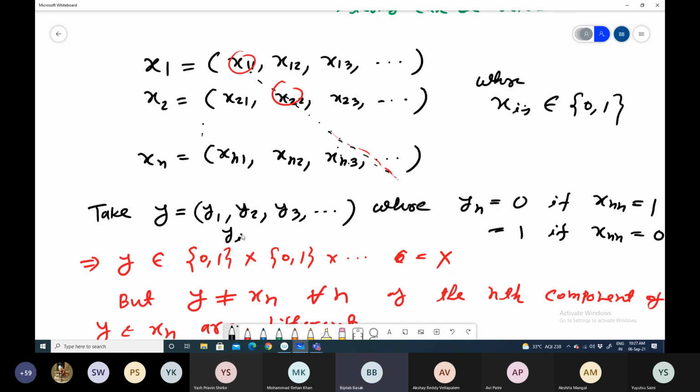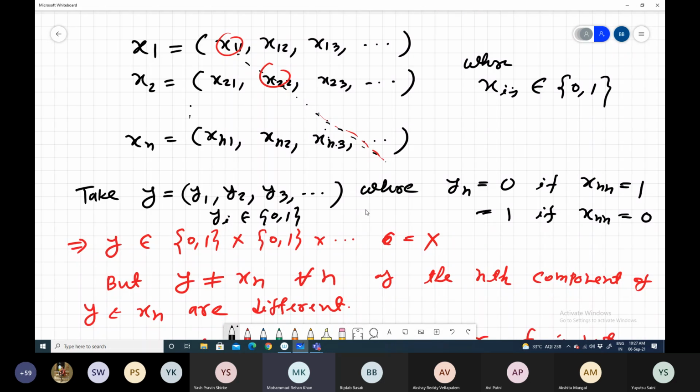So yi belongs to 0, 1. So y is a sequence of 0 and 1. So we can take y equal to y1, y2, y3, where yi belongs to 0 and 1. That means we are taking a similar sequence y like x1, x2, and xn. I'm not getting, are you saying something? Yes, sir. I am saying, is y similar to how we write x1, x2, and xn?